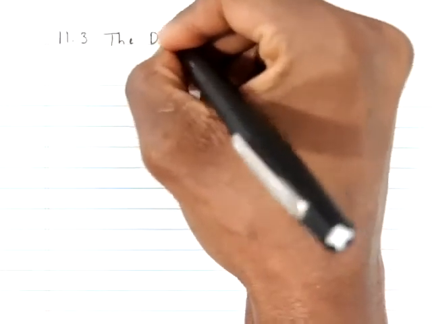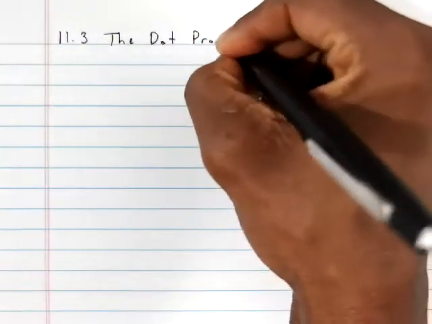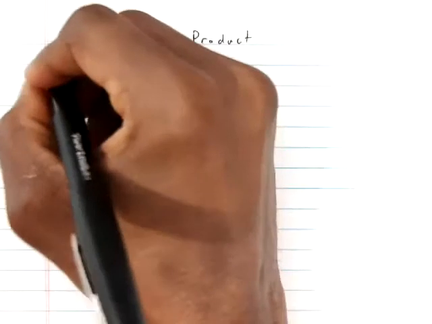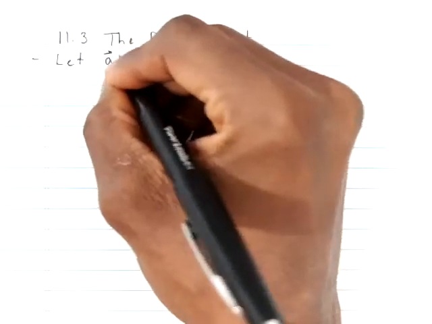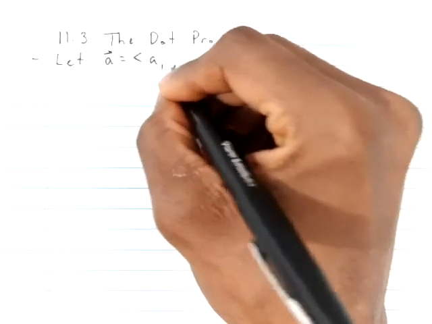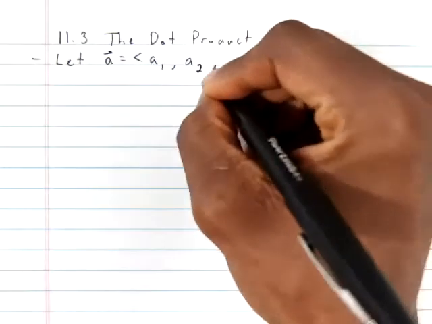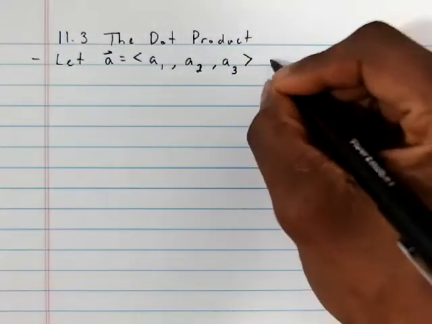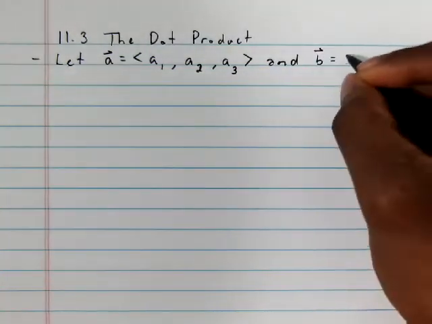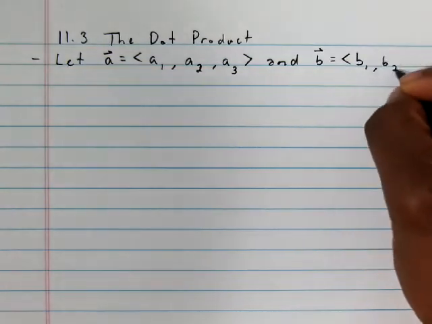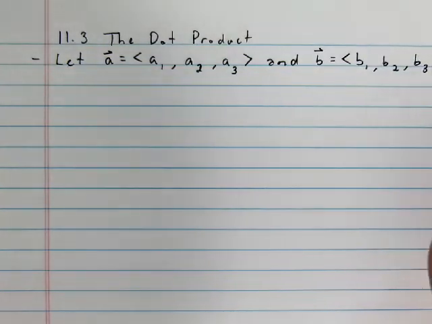Okay, in this lesson we'll begin discussing the dot product. So 11.3, the dot product. So let vector A be the vector with components A1, A2, and A3, and the vector B be the vector with components B1, B2, and B3.